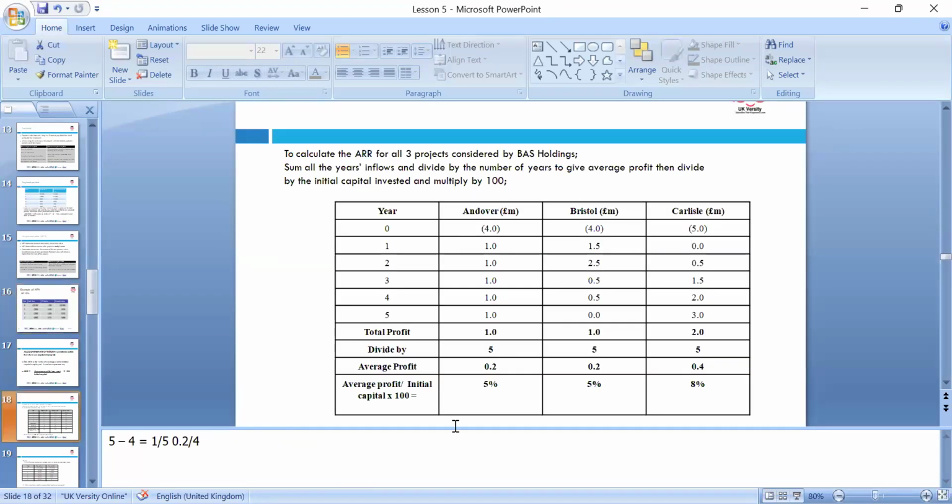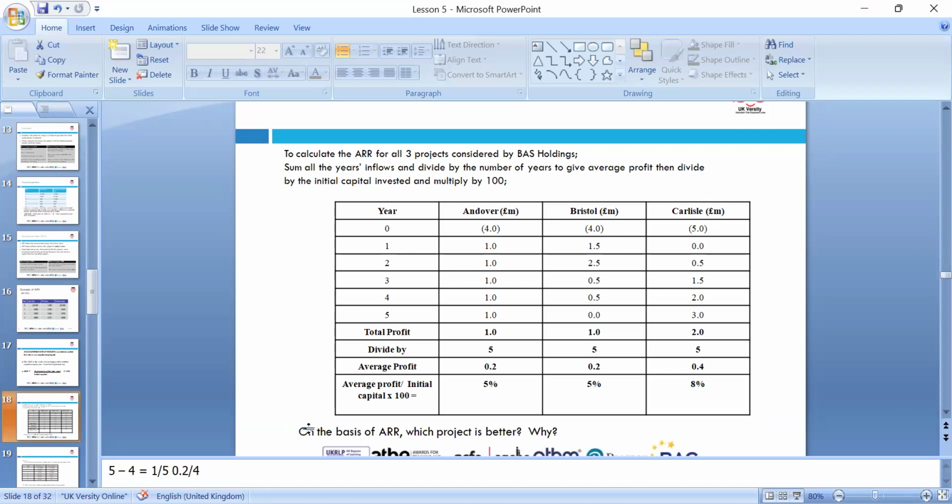Let's assume we have 3 projects in this example. I'll send you these examples in a separate slide. We have Handover, Bristol, and Carlisle, these 3 projects. In year 1, say you invested 4 million and you're getting 1 million back, 1 million back, 1 million back, 1 million back. So in 5 years, you're getting £5 million back.